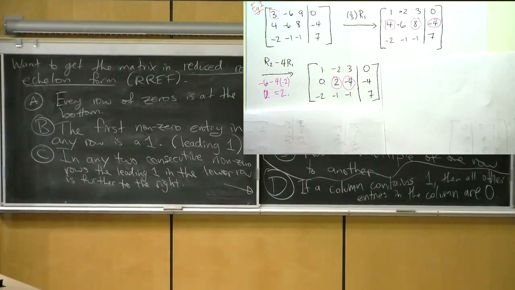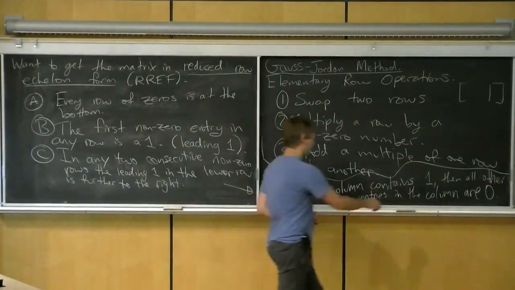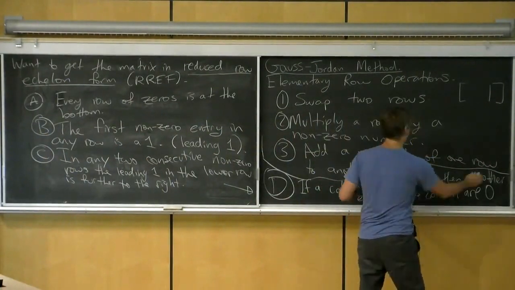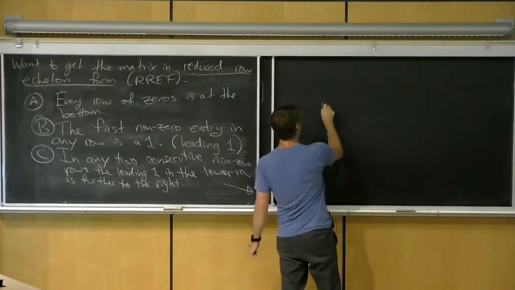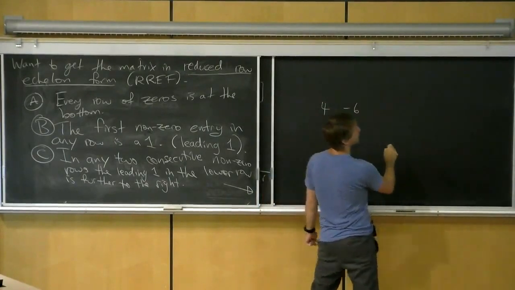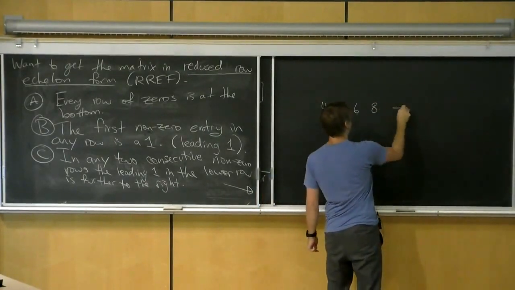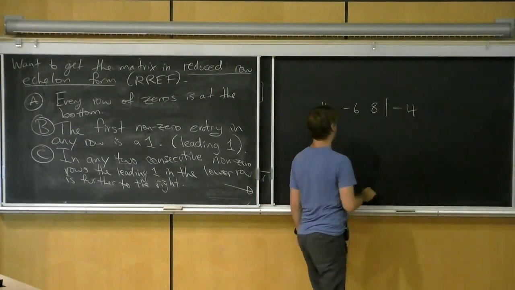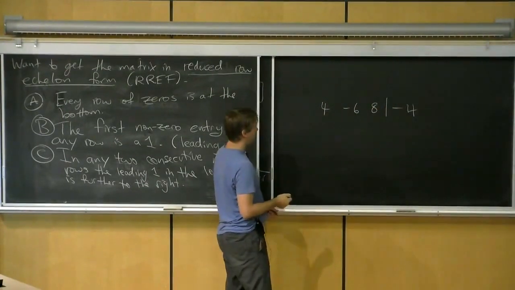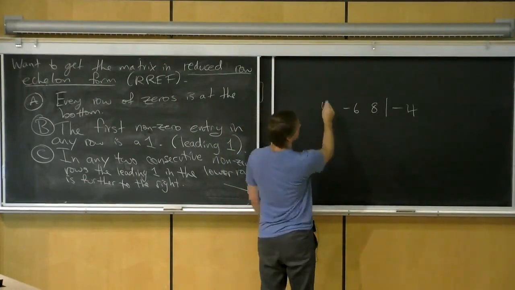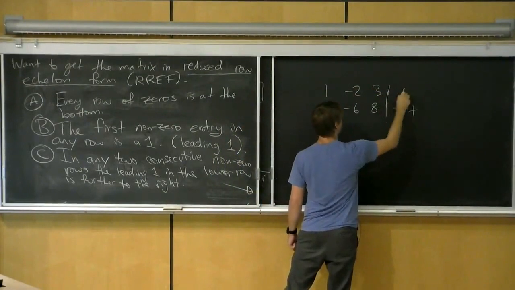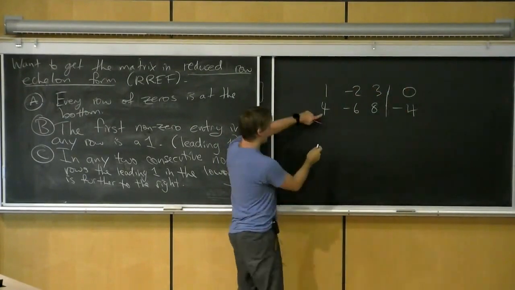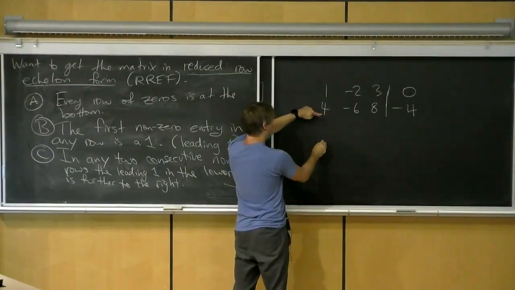Like, so I'm taking, so my second row is 4, negative 6, 8, negative 4, right? My first row is 1, negative 2, 3, 0. So here I just take the number I have, which is 4, subtract 4 of those to get 0.